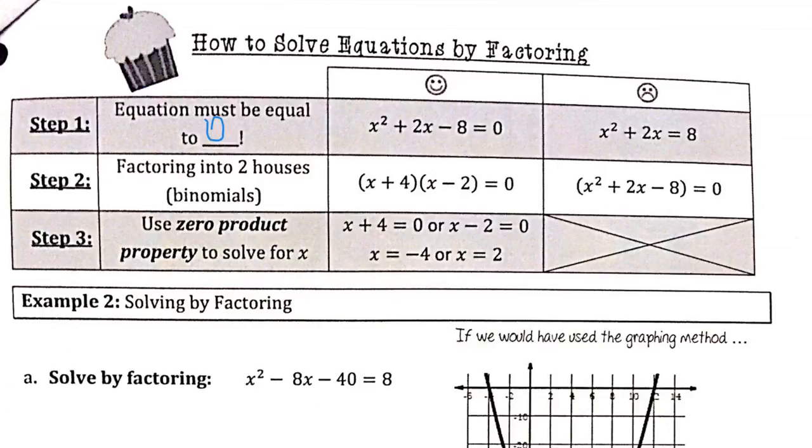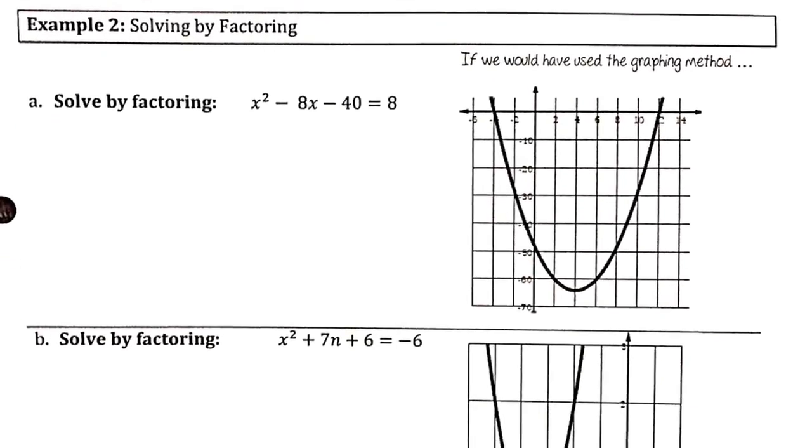Remember when I talk about the mailman, how you break it up into different houses? That's talking about the two different terms. Step 3 was to use the zero product property to solve for x. And remember that's setting each binomial equal to 0 and then solving. So let's use some of those steps here, steps 1, 2, and 3, to go over some examples.